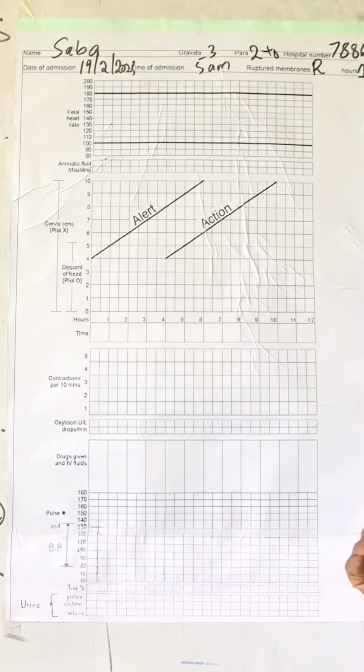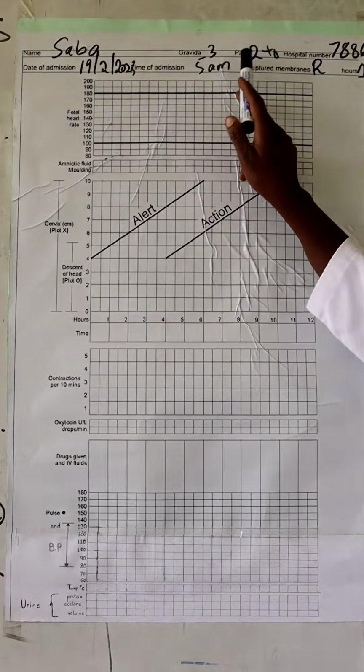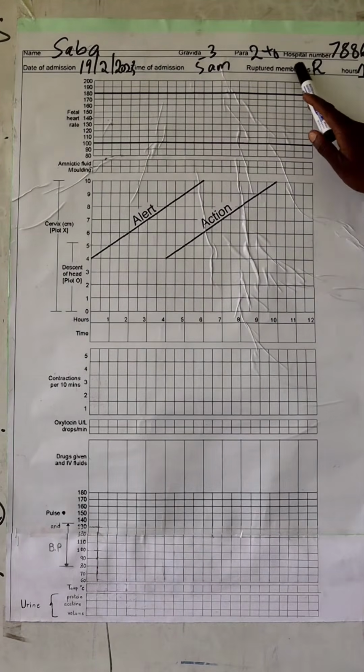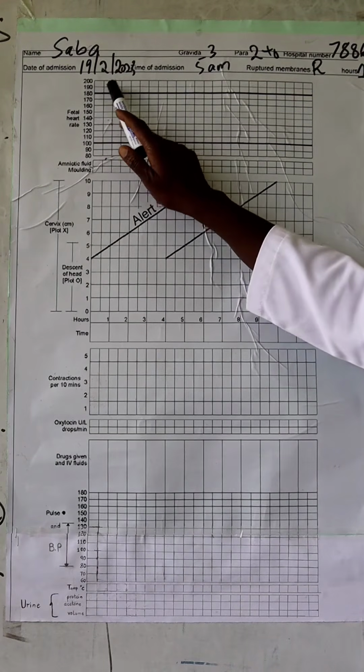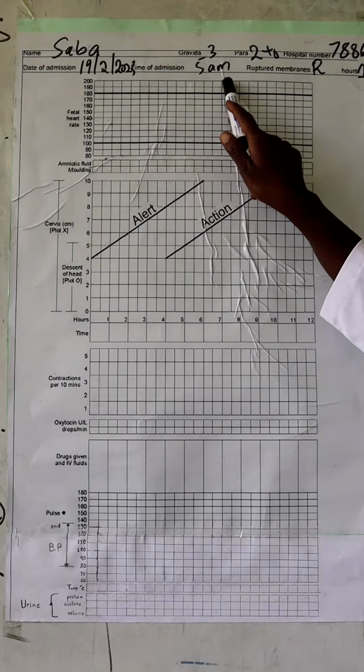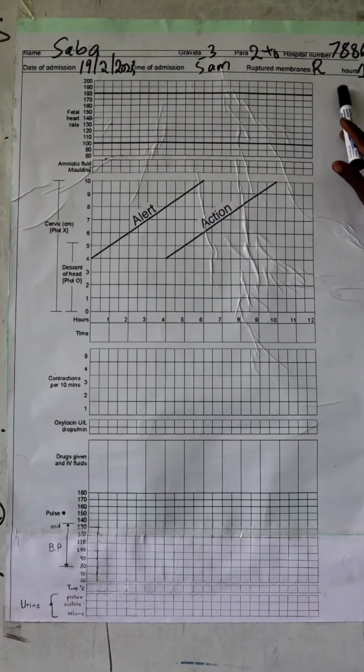So this scenario starts us off where we're being told the name of the client, and the client is called Saba, and she's para 2+0, gravida 3, and the hospital number is 7886. Date of admission is 19th of February 2023, and time of admission is 5 a.m. We are also given the scenario to include membranes having ruptured, and the difference between the time of admission and the time that the membranes ruptured is 1 hour, because the membranes ruptured at 4 a.m. So 4 a.m. and 5 a.m., that is a difference of 1 hour.